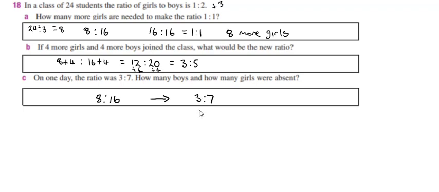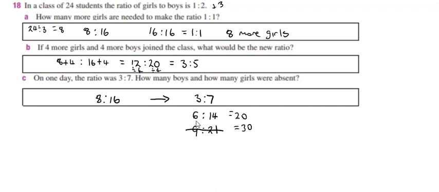So let's double it first, and I would get 6 to 14. Now if I times this by 3, I would get 9 to 21. Now straight away, 9 to 21 is no good, because if you add up 9 and 21, that will give us 30. And that's too many students. We only had a maximum of 24. So 6 to 14 works. That would mean there would be 20 in the class.